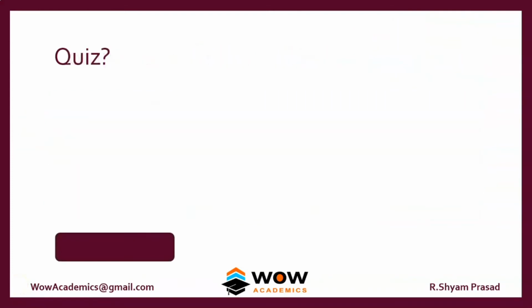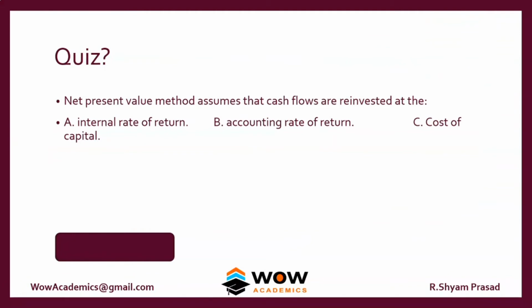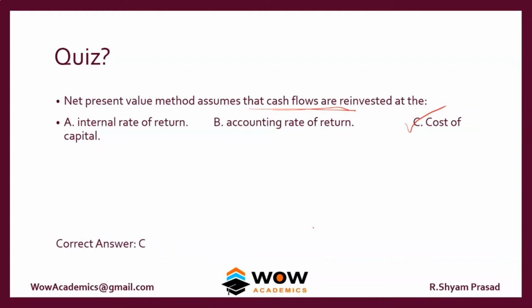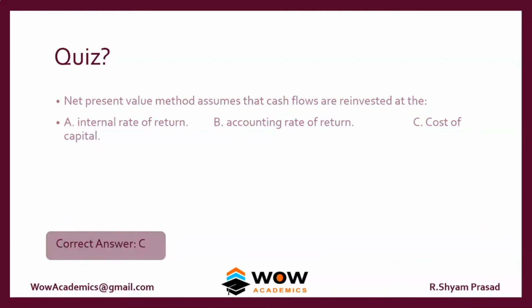So we'll start with the quiz. NPV method assumes that cash flows are reinvested at IRR, accounting rate of return, or cost of capital. The answer is cost of capital. Okay, we'll move on to our next question.